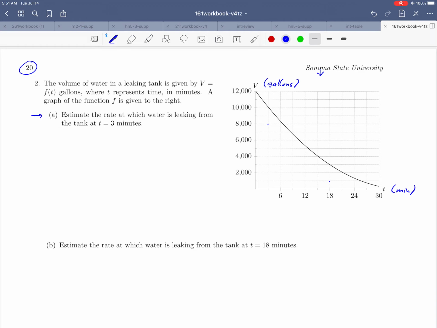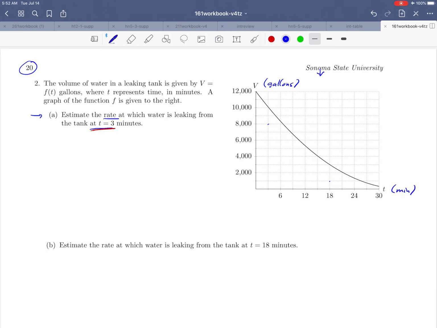So if we start with A here, they'd like us to estimate the rate at which water is leaking from the tank at t equals 3 minutes. So this is asking us for an instantaneous rate of change of this function at a point. And we talked on the previous page about how finding that instantaneous rate of change is about finding the slope of the tangent line graphically. And in particular, it's going to be the slope of the tangent line at t equals 3. Let's maybe start by drawing in that tangent line.